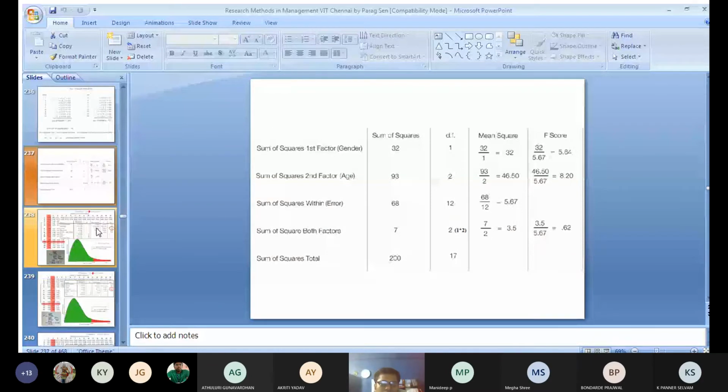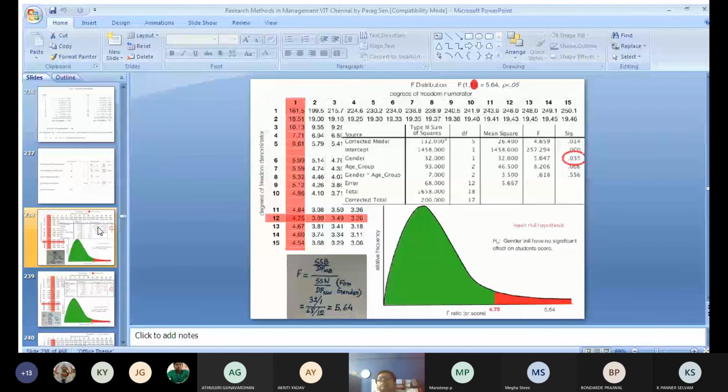If you look at the first hypothesis, you can see that it is 5.64 when you have degrees of freedom 1, 12. If you have a look at the F table, the degrees of freedom 1 and 12 are intersecting at 4.75. You have value 5.64, which is greater than 4.75. So you can reject your null hypothesis, and you can say that gender has sufficient effect on student scores.